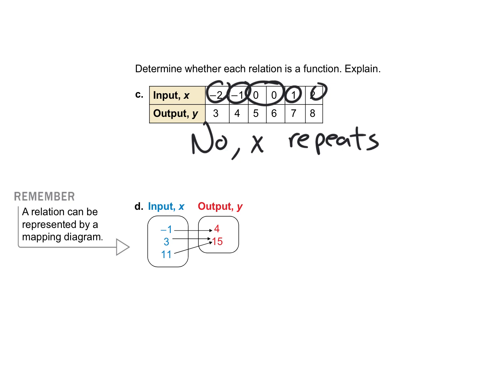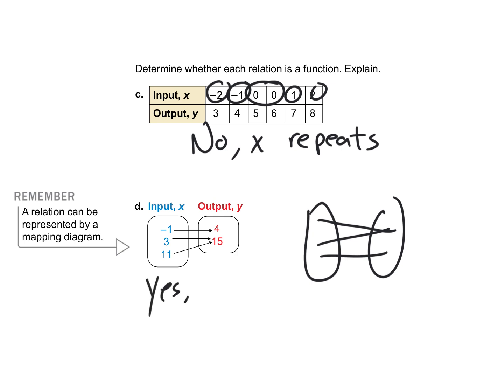And then it tells you on the side before example D, remember a relation can be represented by a mapping diagram. A mapping diagram is what you guys see. A bubble and then arrows pointing, okay? It could even be like this. That's what it is, just the name of the diagram. Now we have 1 and -4, 3 and 15, and 11 and 15. The x's don't repeat, so we're good to go. This is yes, x does not repeat.